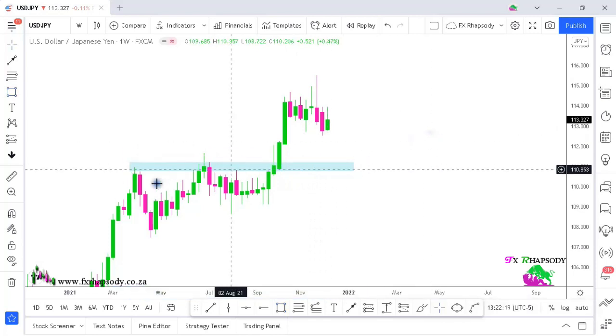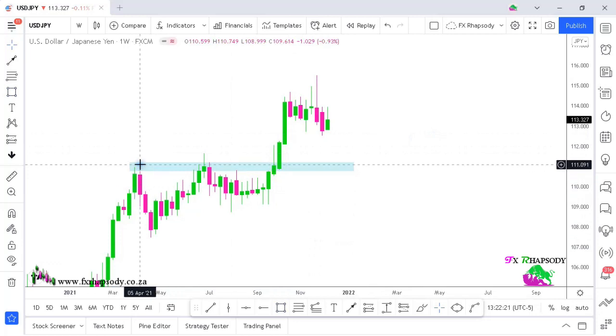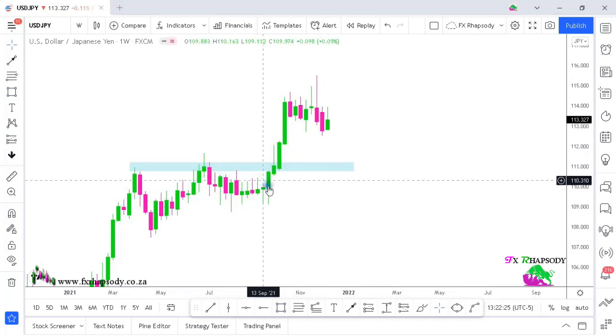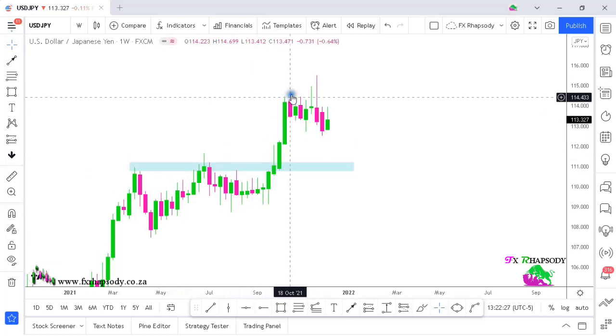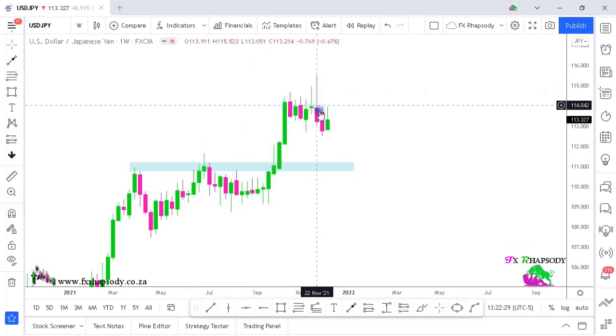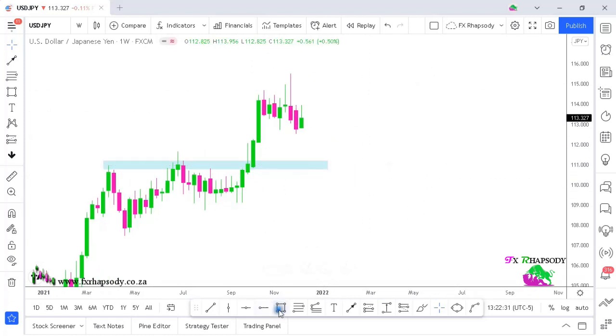So this was an area that was respected as a resistance. It came up, didn't break it, and eventually it broke that resistance area, went up, and now it's slowly and surely starting to make its way down.